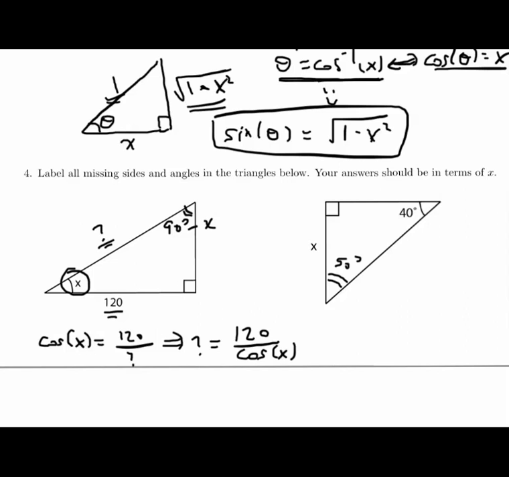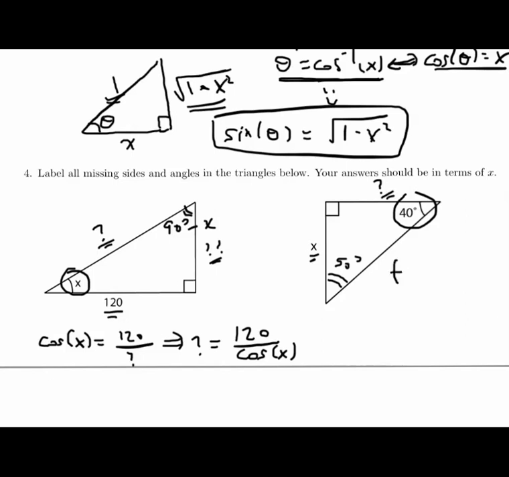And I could do something similar to find this side, starting off with the tangent relationship. And then similarly over here, let me do a different one. I'll do a leg of this triangle. I might as well start with the 40-degree angle since that's the one that was given to me.